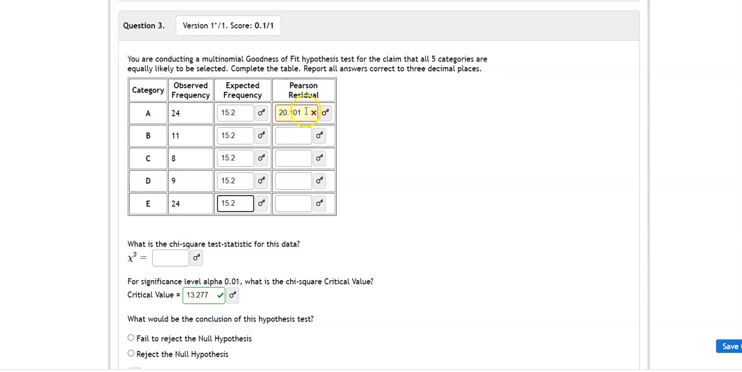So we'll go back here. This is 5.095. And then you're going to do exactly the same thing to get the next Pearson residual. 11 minus 15.2 squared divided by 15.2 gives us the second Pearson residual, and so on. And then when you get ready to do your chi-square test statistic, all you've got to do is add up these Pearson residuals to give you what you need in your chi-squared.